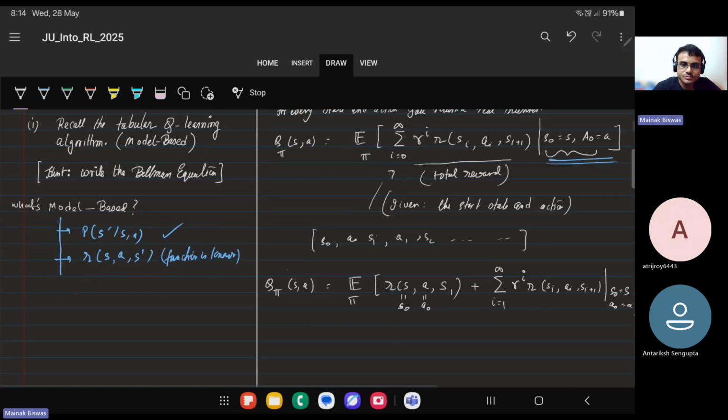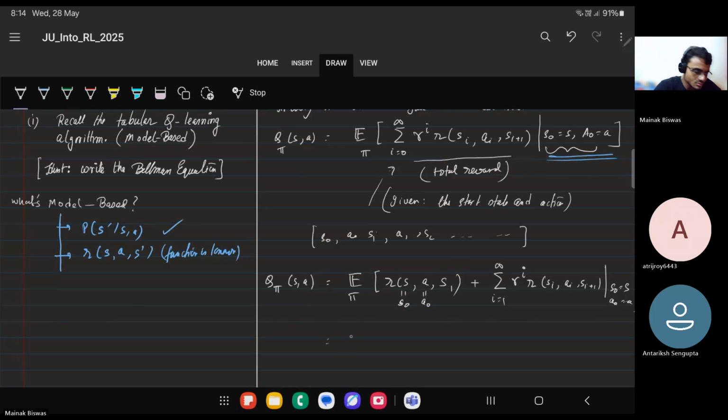So now what do I write down? We have done this again and again. So gamma times the sum over I equal to 0 to infinity, gamma to the power I, reward of S_{i+1}, A_{i+1}, and S_{i+2}. Is this summation correct? Yes.